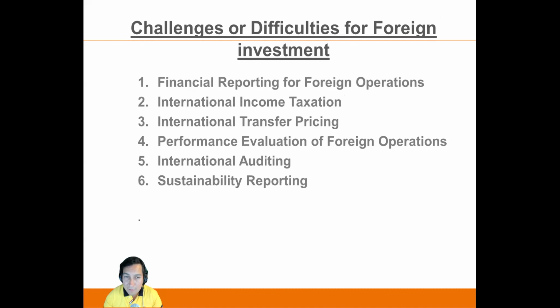Now, obviously, we have challenges or difficulties for foreign direct investment, and this is a list of some of the challenges. The first one is financial reporting for foreign operations, then international income taxation. We will go over each of these topics, so don't worry about it. I will explain them further. Then international transfer pricing, performance evaluation of foreign operations, international auditing, and sustainability reporting.